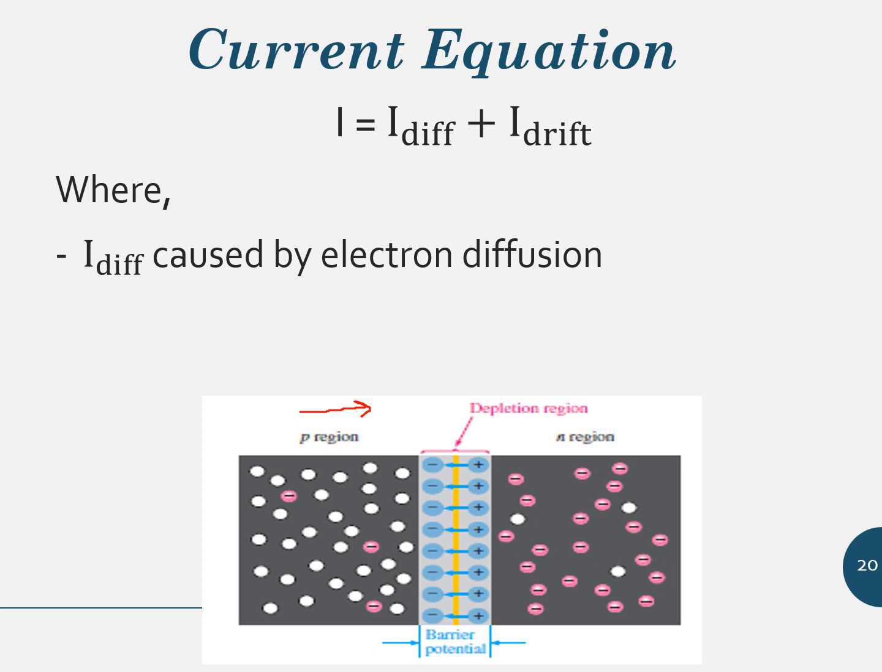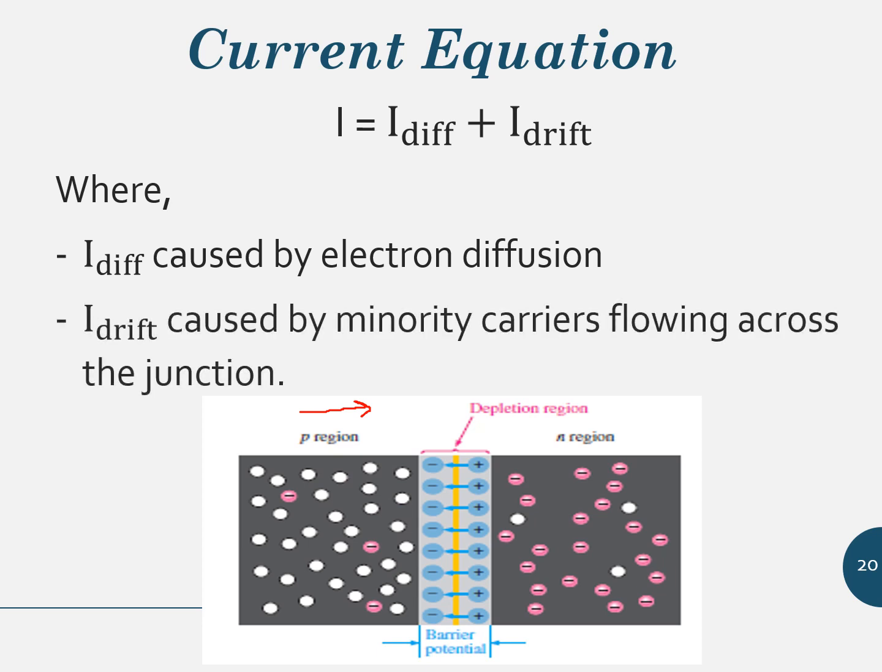In addition to diffusion current, there is another current which is drift current. We know that minority charge carriers also exist in both regions, that is, holes in the N region and free electrons in the P region. So, holes in the N region diffuse through the edge of the depletion region. Similarly, electrons in the P region diffuse through the depletion region.